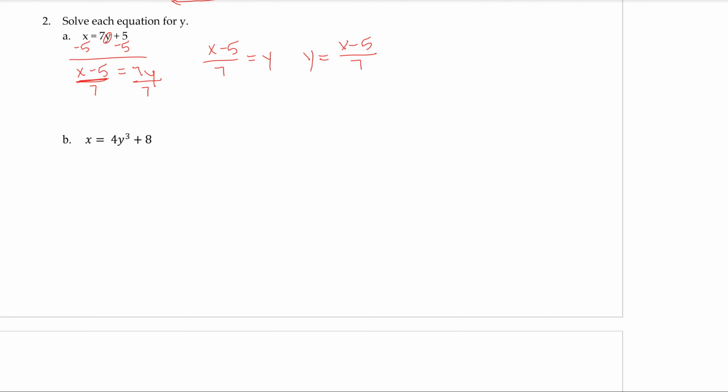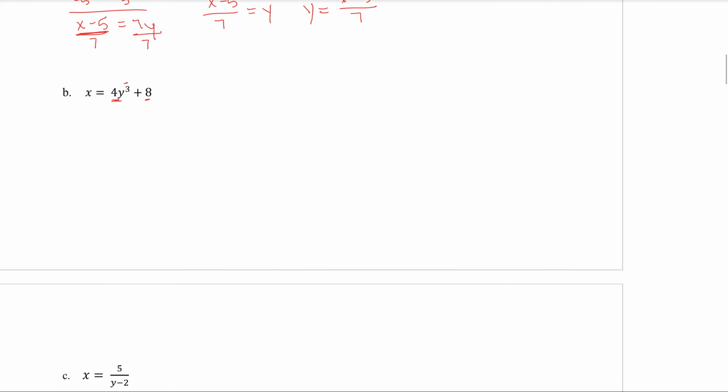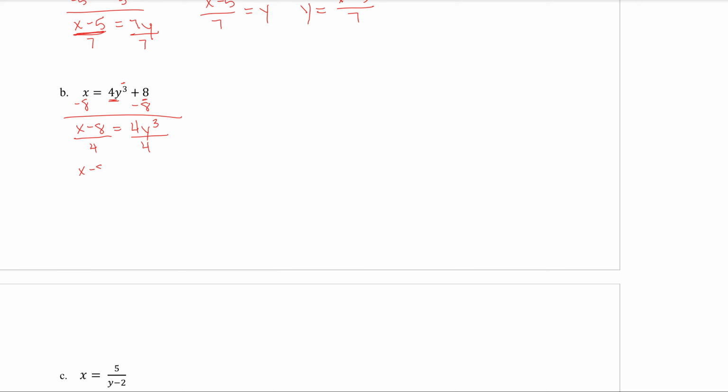All right, B. I look at my problem. I have multiplication, I have an exponent, and I have addition. So I'm going to do my addition first. Instead of plus 8, I'm going to subtract 8 to move it to the other side. So I get x minus 8 is equal to 4y cubed. Remember, if I'm going in reverse, then I'm going to look for multiplication and division. So I'm going to get rid of the multiplication by division. Again, whatever I do to one side, I do to the entire other side. So that I get x minus 8 over 4 is equal to y cubed.